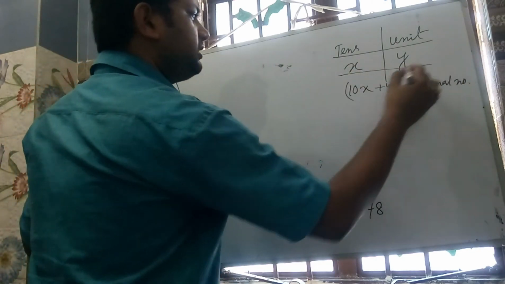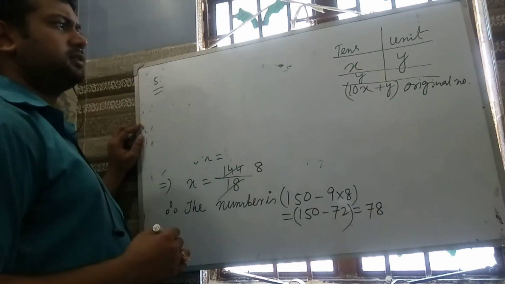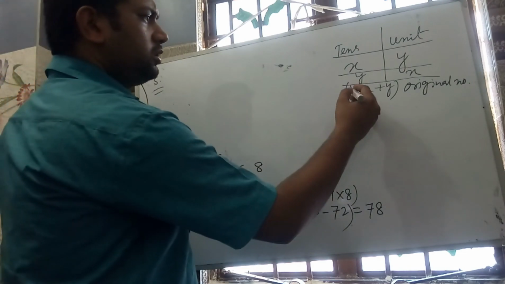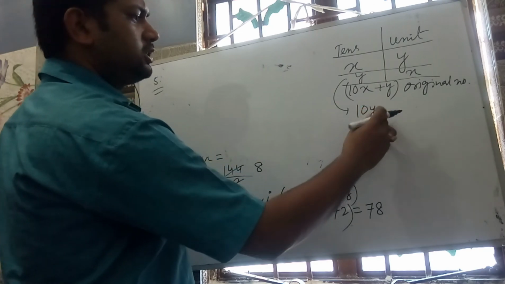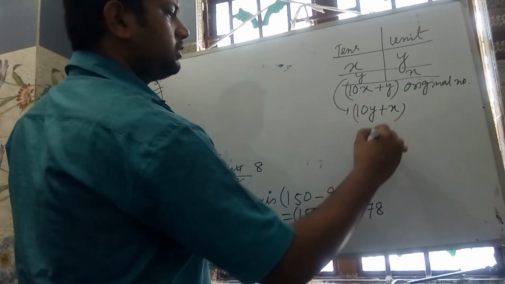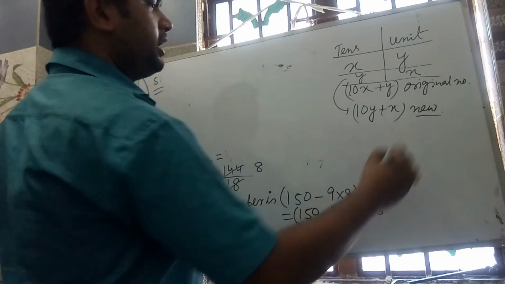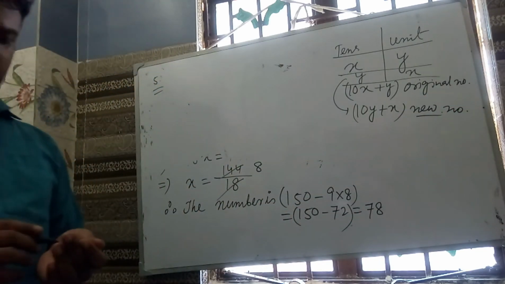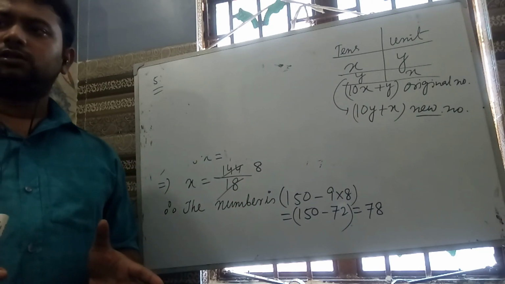Now when the digits interchange their places, y comes to the tens place and x comes to the unit place. So in this case, the number will become the tens place digit, that is y into 10, plus the unit digit, that is x. Okay, so this is the new number, or the number obtained by interchanging the digits. Is this clear to all of you? If you have any doubt, you can raise it.